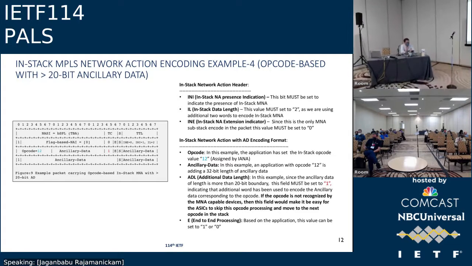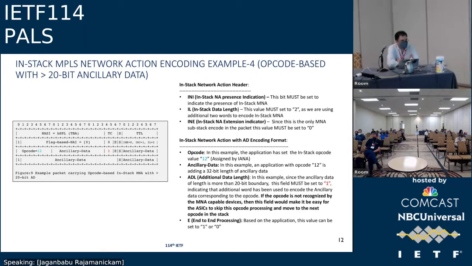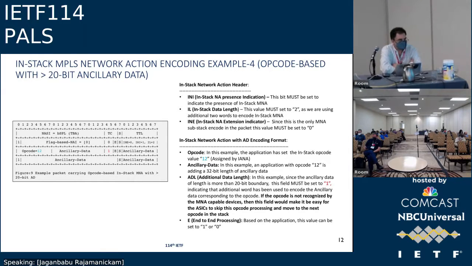The fourth example is the case where the network action needs more than 20 bits of data to be encoded. Since it needs more than 20 bits, we need to spill into the next word. So the ADL, the additional data length value, will be set to 1. This indicates to the hardware that the opcode 12 corresponding information is lying in the next word as well. So it can take those buffers and process them correspondingly. This gives more flexibility in the ASIC to process it in an easy manner.